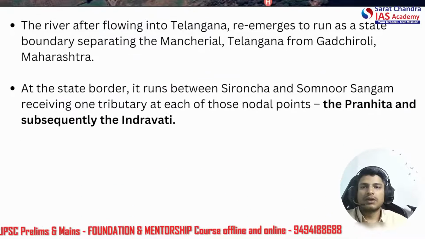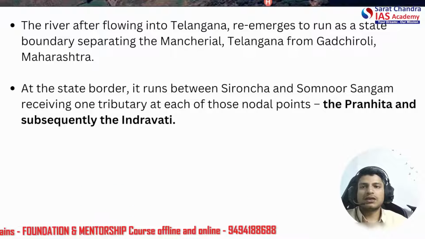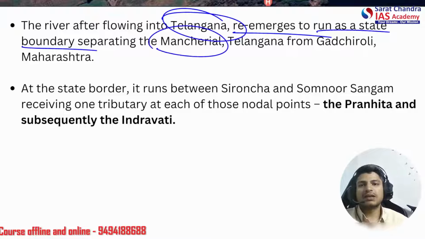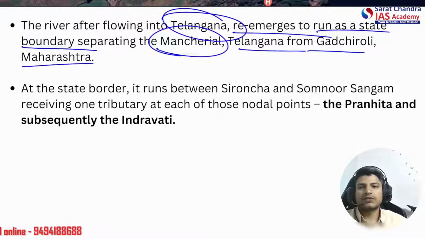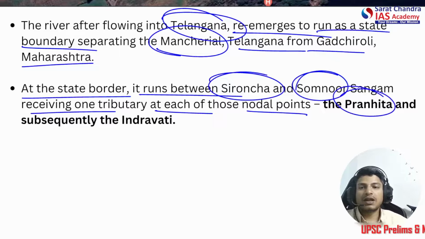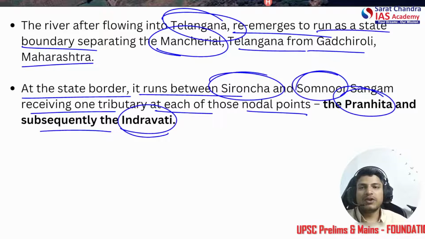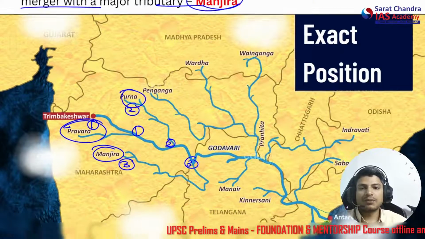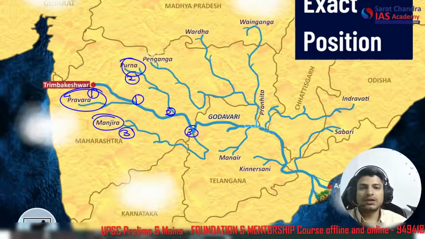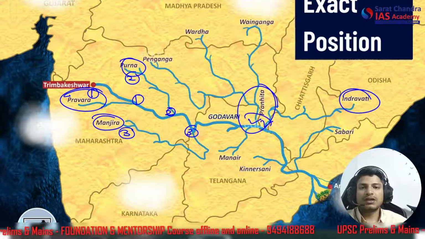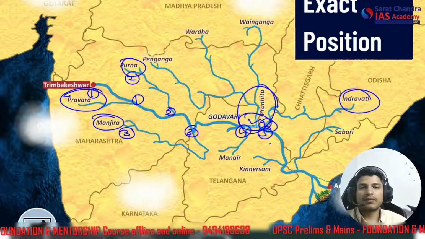Let's move forward. After flowing into Telangana, the river re-emerges to run as a state boundary separating Mancherial in Telangana from Gadchiroli of Maharashtra. At the state border, it runs between Sironcha and Somanpalli Sangam, receiving one tributary at each of the nodal points, Pranhita and subsequently the Indravati. So how many tributaries have we seen till now? Pravara, Purna, Manjira, Pranhita, Indravati. We see here that it receives Pranhita here and Indravati here, so 4 and 5, very important.